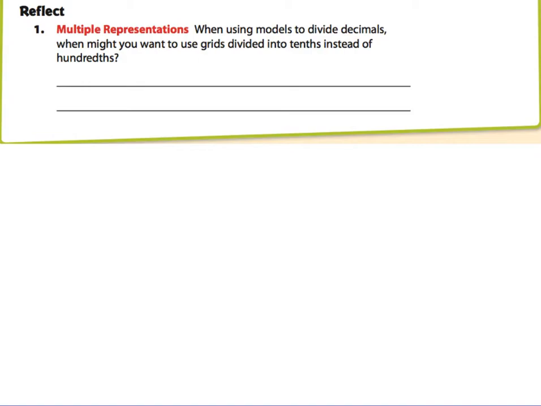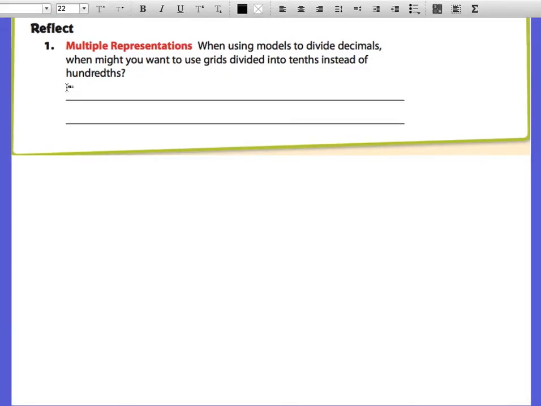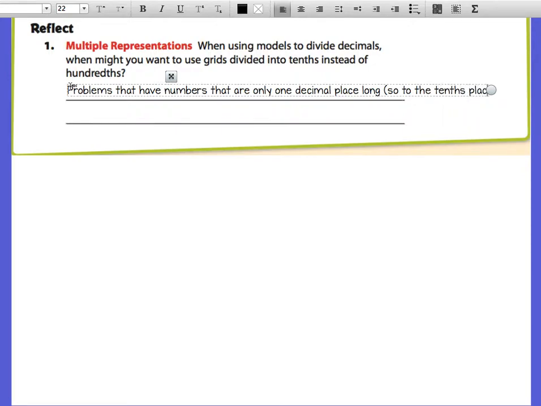Okay, well, let's think about that. We just had a problem where we had numbers that were in the tenths place and in the hundredths place, and it worked out nicely. However, what if we had them where it was only in the tenths place? Problems that have numbers that are only 1 decimal place long, so to the tenths place, it would be good to use a tens grid instead of hundreds.